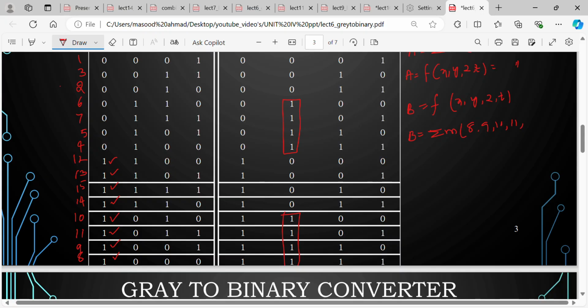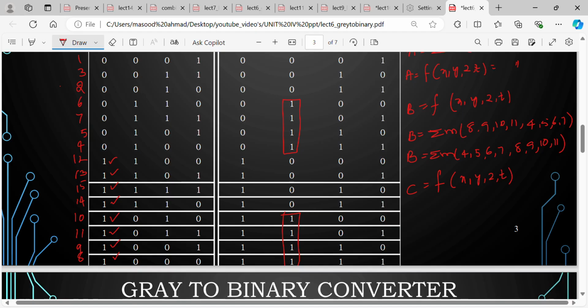What are the other 4? Is it not 4, 5, 6, 7? So if you write everything in order, sigma m is 4, 5, 6, 7, 8, 9, 10 and 11. Once you are able to write this properly, the rest is only simplifying in the K-map. Next is C. C is also a function of x, y, z, t.